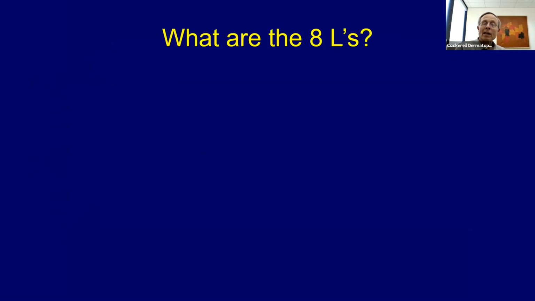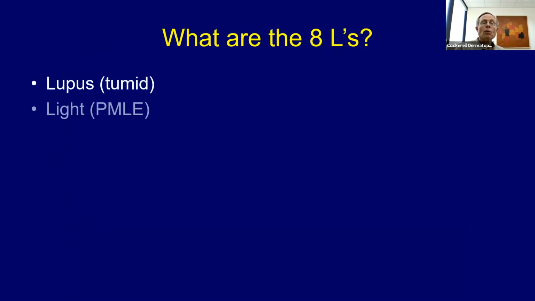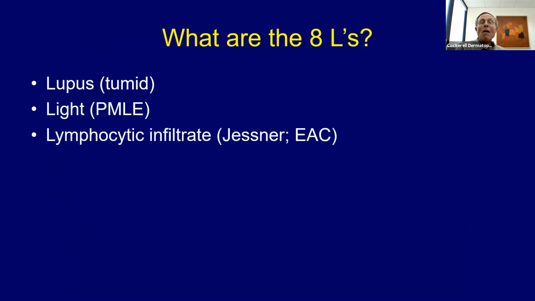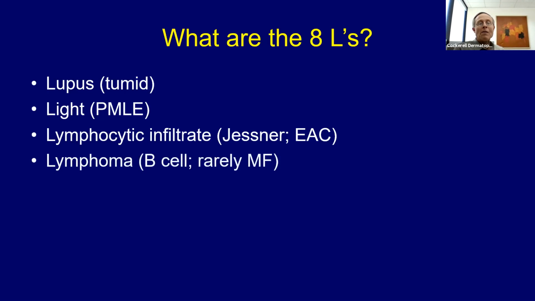So what are the 8 Ls? We've kind of been over those. So this is the tumid form of LE, polymorphous light, the lymphocytic infiltrates. And Jessner's is probably a wastebasket term that probably really is tumid LE and polymorphous light eruption. Probably not really a Jessner's disease itself. Sorry, Dr. Jessner and Norman Kanof, who was an attending at NYU when I was a resident there, and a good guy. He was the other one on the paper years ago, but it's probably not a real disease.